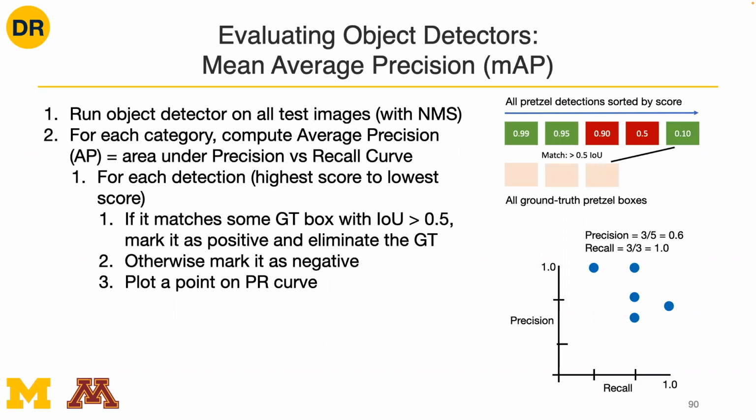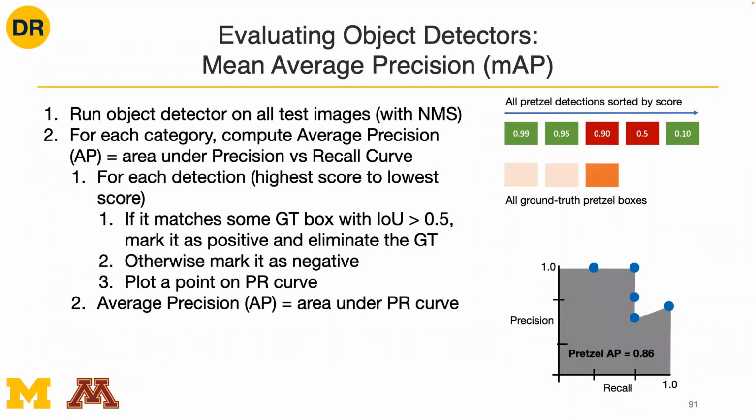For the last one, let's say it matches with the ground truth. So then your recall jumps to 1. And so far, the precision has been 3 out of 5. Does it make sense? Like how we are calculating the precision and recall and how we are plotting, starting from the highest score detection to the lowest score detection. So now if you plot, you can actually capture the area under the curve. And that is the average precision for this particular category, which is pretzel.